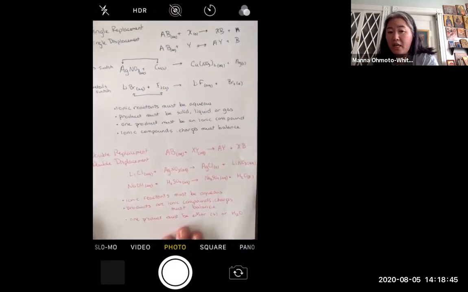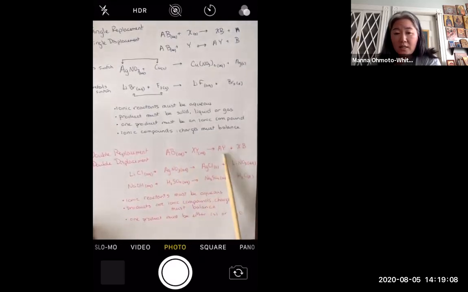A double replacement reaction is the same as a single replacement reaction, but now both couples are switching partners. The general format is AB plus XY, and now A is matched up with Y, and X is matched up with B. The metals always have to be in front, so X and A are in front, and B and Y are second. These are all ionic compounds, so the charges have to balance. Same as with a single replacement reaction, all of the ionic reactants must be aqueous.